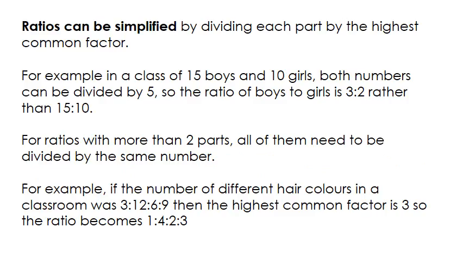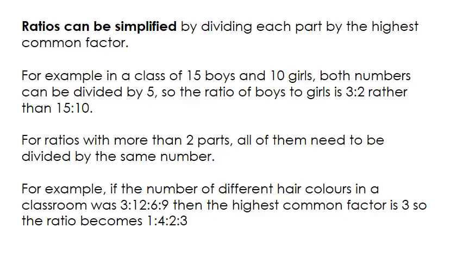Now, ratios can be simplified by dividing each part by the highest common factor. So, for example, if you were talking about the number of girls and boys in the class, and you had 15 boys and 10 girls, both of those numbers can be divided by 5. So instead of having the ratio of 15 to 10, if you divide 15 by 5, you get 3, and if you divide 10 by 5, you get 2. So the ratio of boys to girls is then 3 to 2. So it's very similar to simplifying fractions, which you should be familiar with.